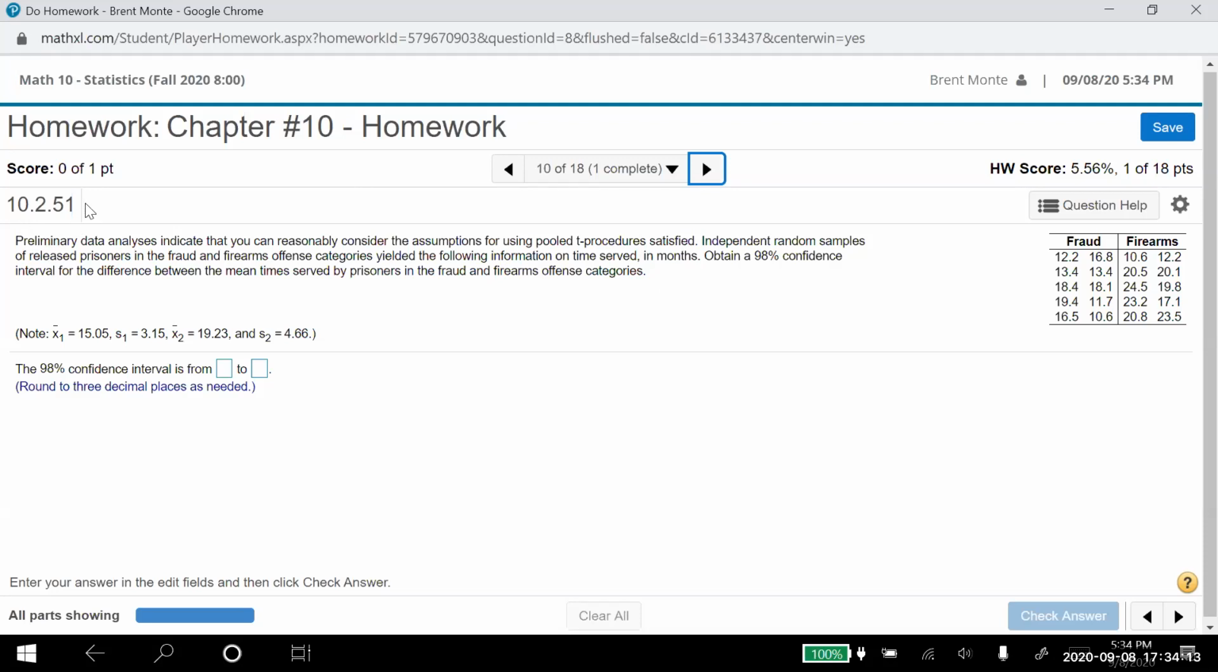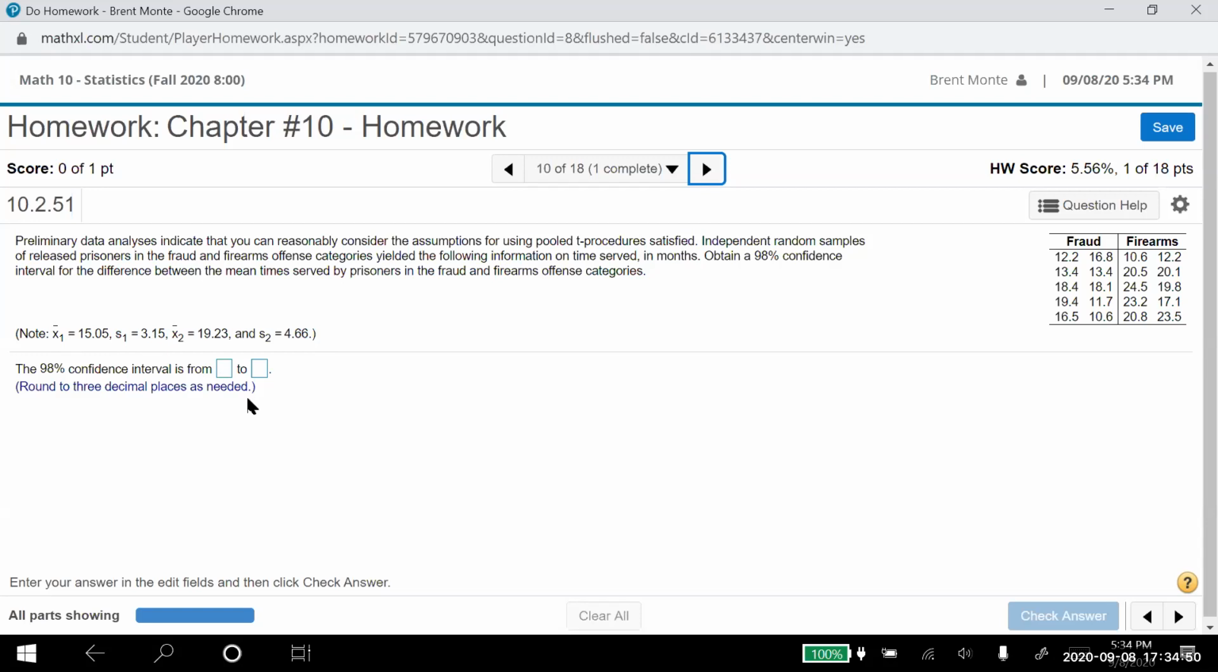Preliminary data analyses indicate you can reasonably consider the assumptions for using pooled T procedures satisfied. Independent random samples of released prisoners in the fraud and firearms offense categories yielded the following information on time served in months. Obtain a 98% confidence interval for the difference between the mean time served by prisoners in the fraud and firearms offense categories. Now, I can enter the data again if I want to. This time instead, just to show you, I'm going to use the numbers they have down here because they've already calculated these. So instead of using the data, we're going to use the summary.